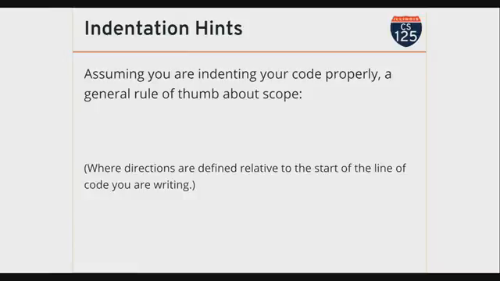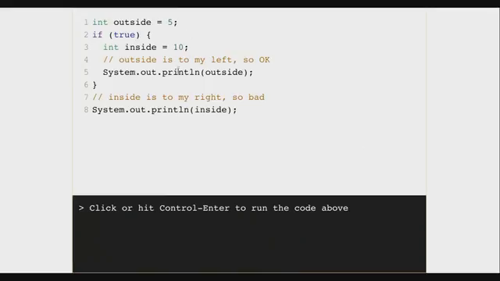So essentially, here's a rule of thumb that you can use to determine whether or not a particular variable can be accessed at a particular point in your code. And this is pretty much always true in Java. If the variable was declared to the left of the line that you're on, you can access it. You can modify it, you can print its value, you can do things to it. If it was declared to the right, you can't. It's inaccessible. All right?